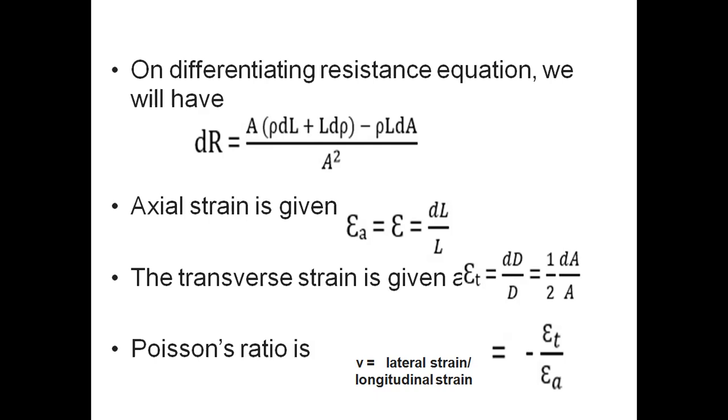dD divided by D is equivalent to 1 by 2 of dA by A. Whereas when we are defining the Poisson's ratio, it is defined as the ratio of lateral strain divided by the longitudinal strain. Okay, the transverse strain to the axial strain, which is nothing but minus epsilon T divided by epsilon A, which is nothing but minus ∂D divided by D divided by ∂L by L.